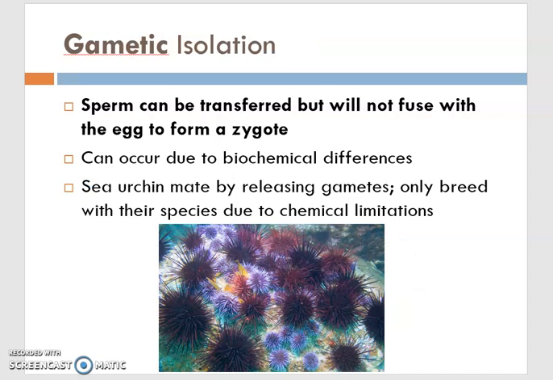Gametic isolation, in this case, sperm can be transferred, but it will not fuse with the egg due to chemical differences. So there won't be any formation of a zygote or new offspring, and this occurs due to any sort of chemical difference. So the sperm can't penetrate the egg, and so then there's no formation of that zygote.